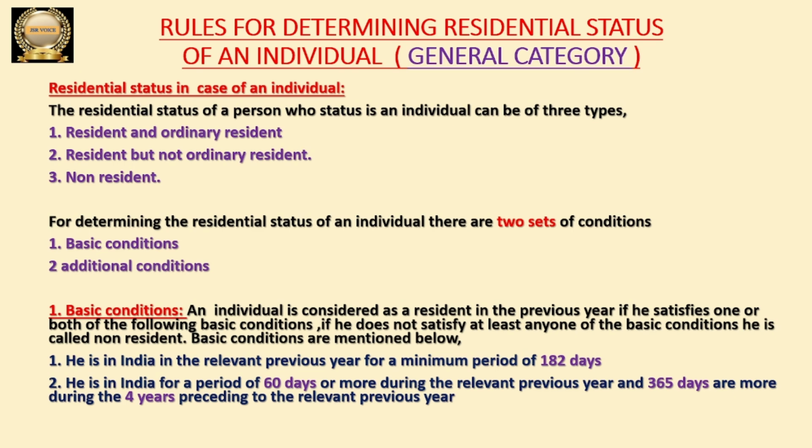Okay. So during the previous year, what I said here, previous year is 2023 and 24. If assessment year is 2024 and 25, then previous year will be 2023 and 24, just 1 year before that. So during the previous year, the income whatever he is earning, that is taxable. So we have to determine his residential status during the previous year only. Okay. So previous year means just 1 year preceding period to the relevant assessment year.